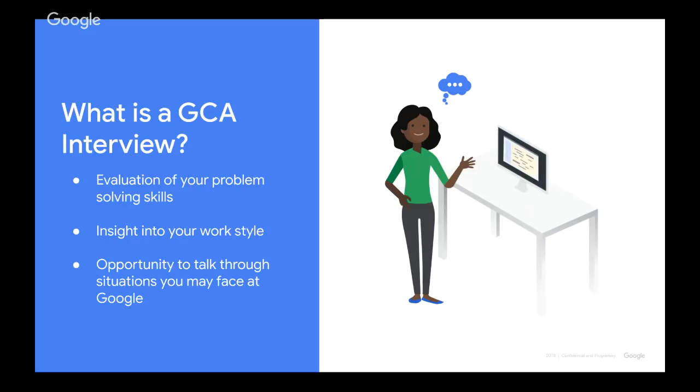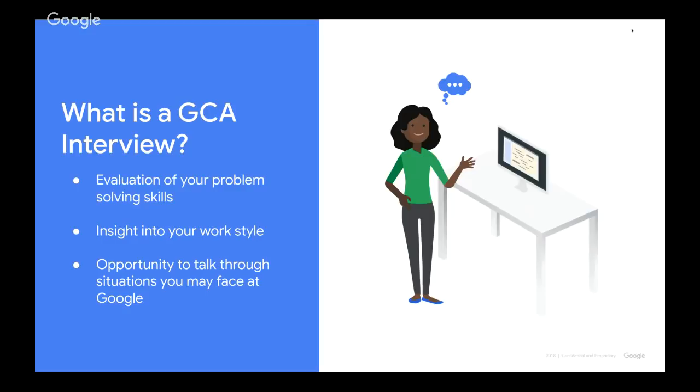So what we're really trying to understand during GCA interviews is first off, trying to evaluate your problem solving skills. When you make do with the resources you have, where is the best place you can land to try to problem solve in that situation? And then the second thing we're trying to look at is your work style. We're trying to understand how can we put you in a team or how can we make sure that we're setting you up for success at Google.